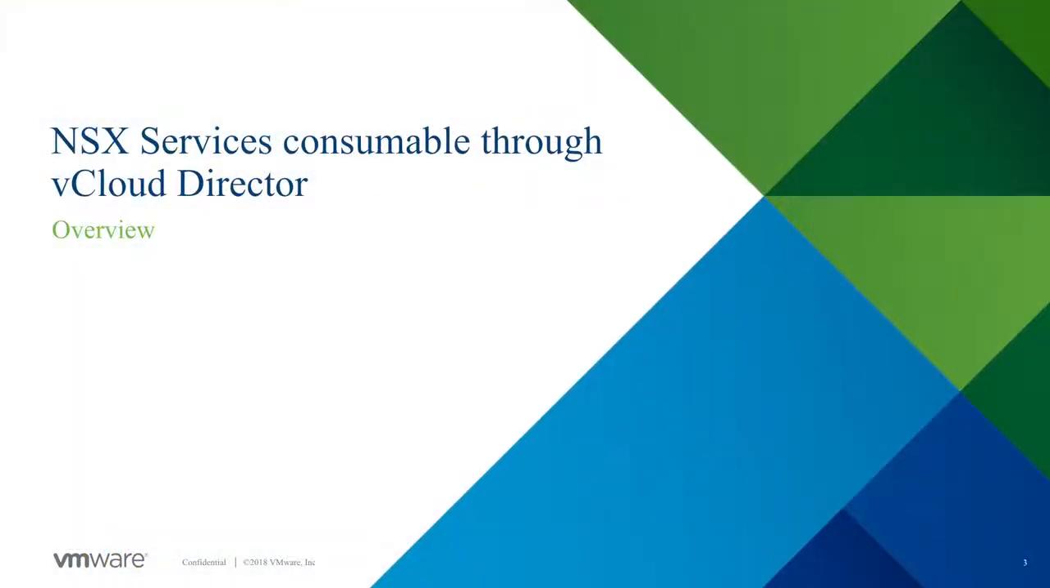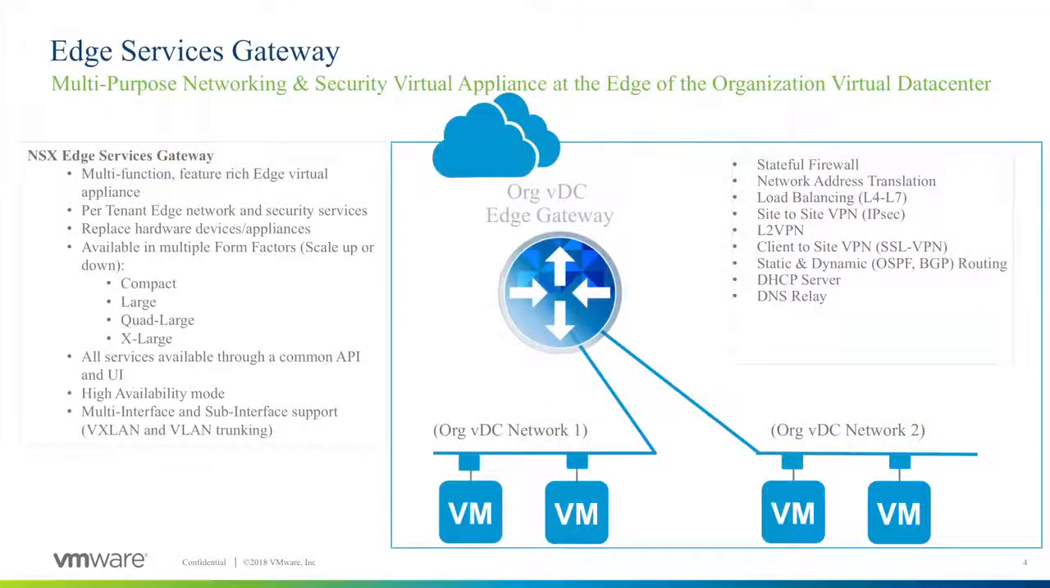Let's have an overview of the NSX services consumable through vCloud Director. First of all, I want to recap what an Edge Services Gateway is. The NSX Edge Services Gateway is a multifunction, feature-rich Edge virtual appliance. The Edge Gateway provides per-tenant Edge network and security services. It replaces hardware devices and appliances. The Edge Gateway is available in multiple form factors for scale-up or scale-down purposes. All services provided by the Edge Gateway are available through a common API and a user interface.